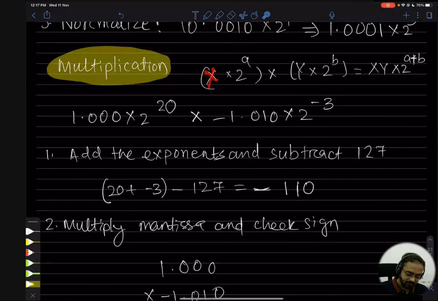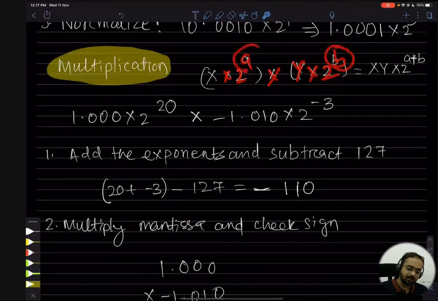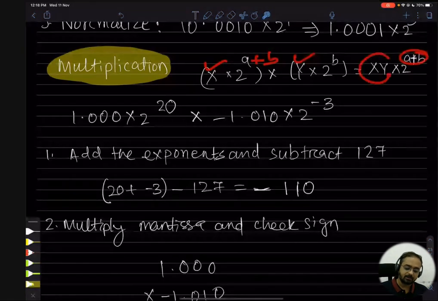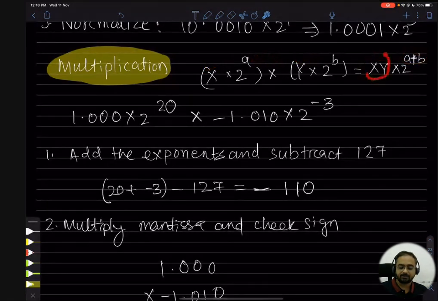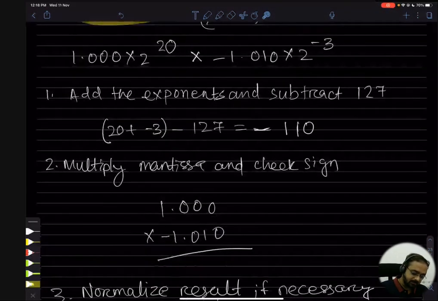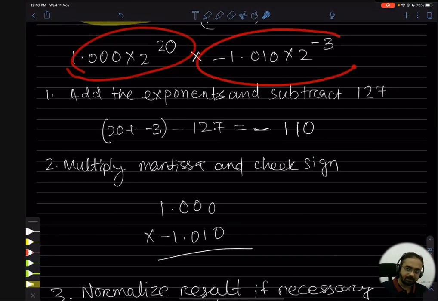Like you do multiplication in normal decimal numbers. Some number x into 2 to the power a is there, we have to multiply with y into 2 to the power b. What will happen to the exponent? Exponent will be added, a plus b will be there, and x and y will be multiplied. So the resultant will be the multiplication xy into 2 to the power a plus b. We will do the same thing here. Okay, so a binary number is given. This is a binary number, this is another binary number.